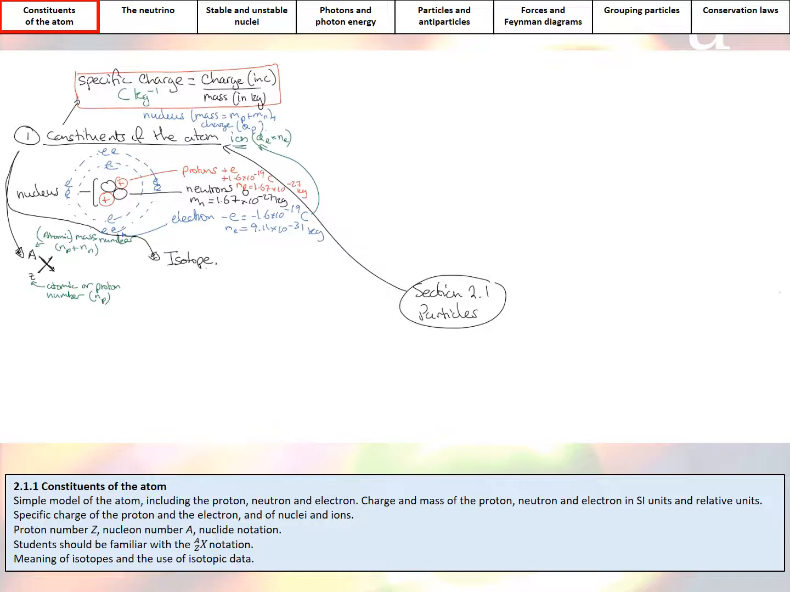It comes from two words, iso, meaning same, and the word tope comes from topos, meaning place, and isotopes are found in the same place in the periodic table. So you could have several isotopes of carbon, but they're all carbon, so they all occupy the same space in the periodic table. What are they? Well, they have the same number of protons, but different numbers of neutrons.